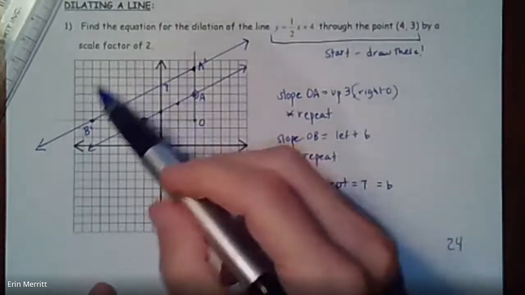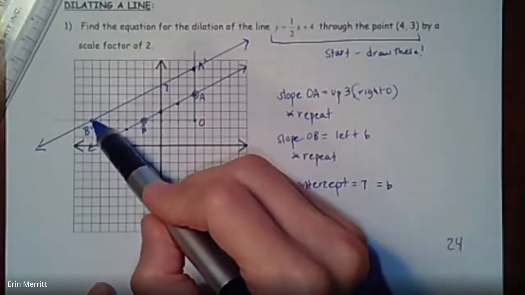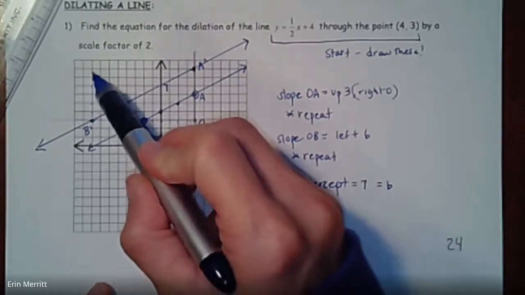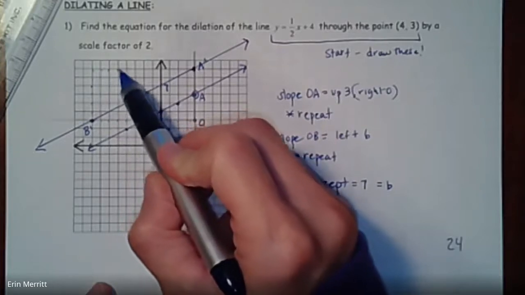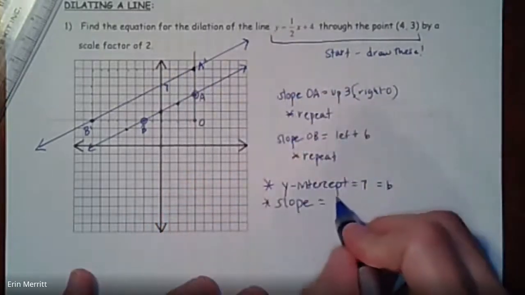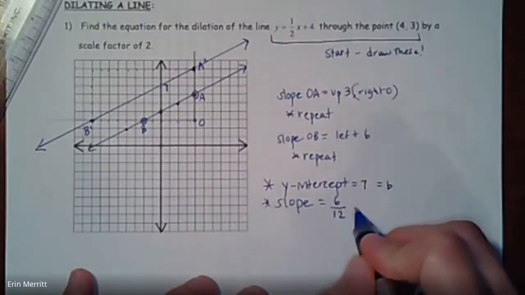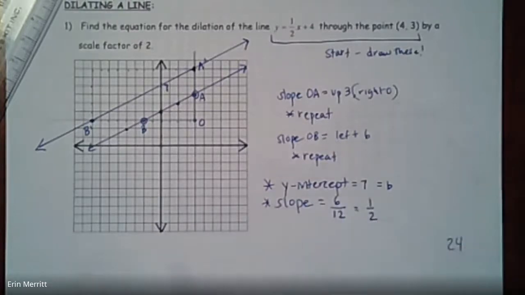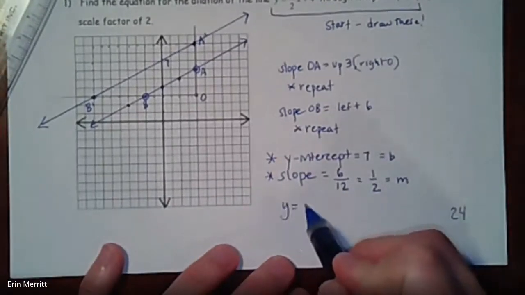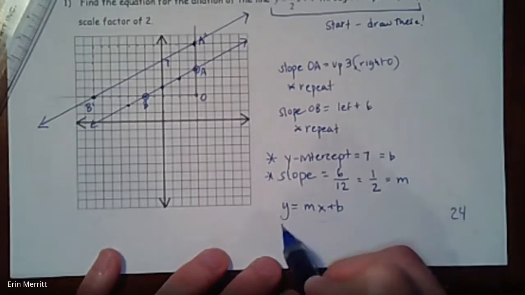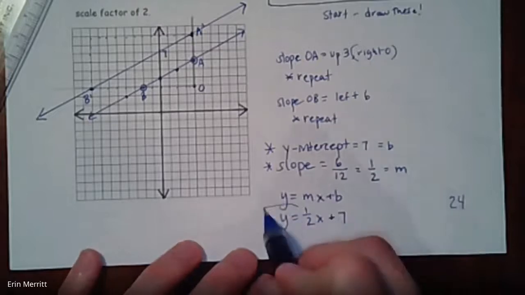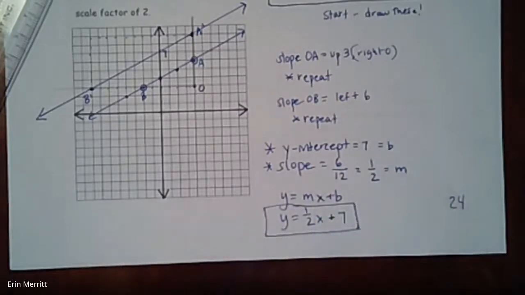And the slope, I can go from any 2 points I know. So I'm going to use the 2 that I have here. To go from b prime to a prime, I'm going up 1, 2, 3, 4, 5, 6 over 1, 2, 3, 4, 5, 6, 7, 8, 9, 10, 11, 12. So the slope is up 6, right 12. That will simplify down to 1/2. That is my m value. So now when I write it in terms of y equals mx plus b, I can just fill in. I have y equals 1/2 x plus 7. That is my answer there.